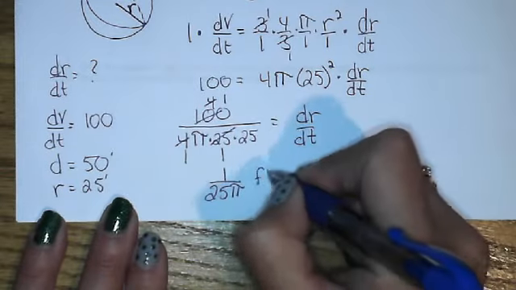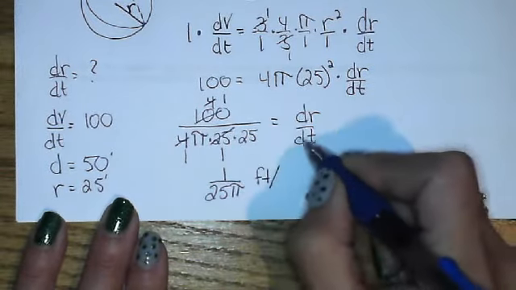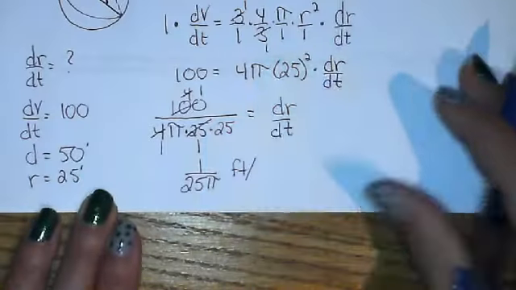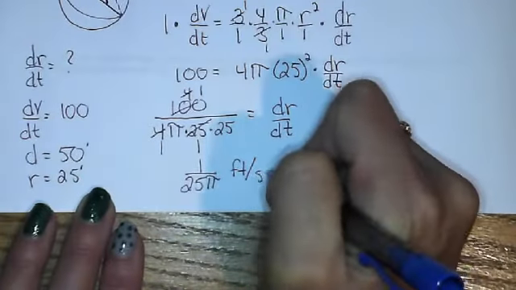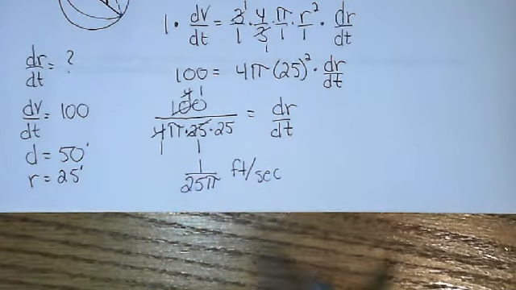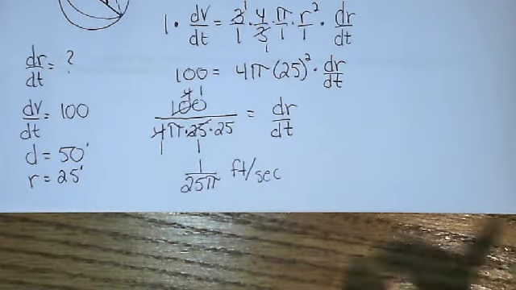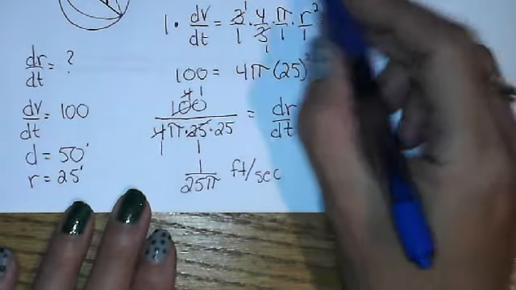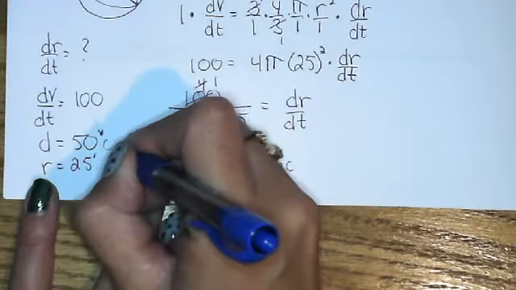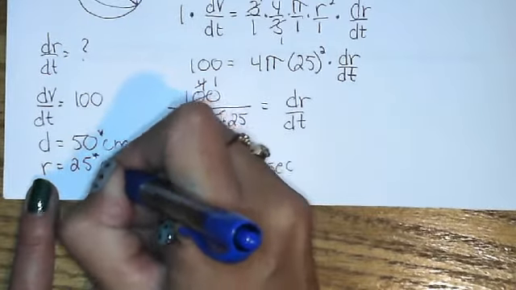So then my units would be the radius dimension would be feet per, my time was in seconds, so feet per second. And I don't have a calculator handy to actually do this division to see what it is as a decimal, but we'll go with that. Oh, not feet, centimeters, sorry.